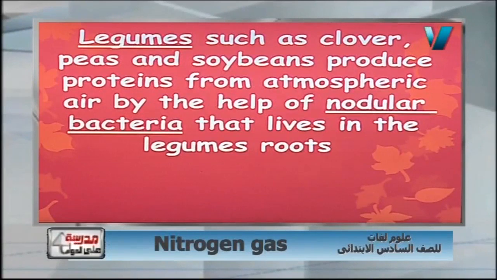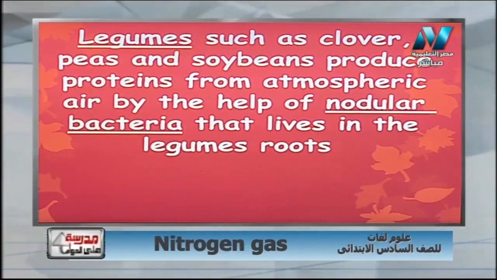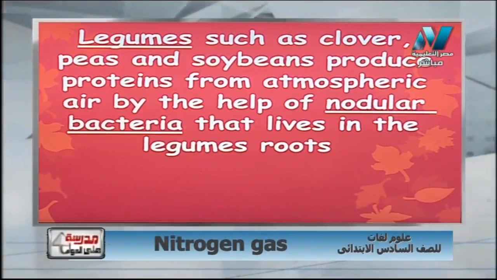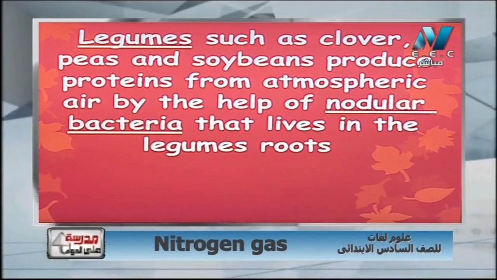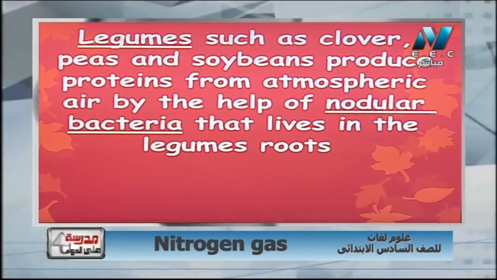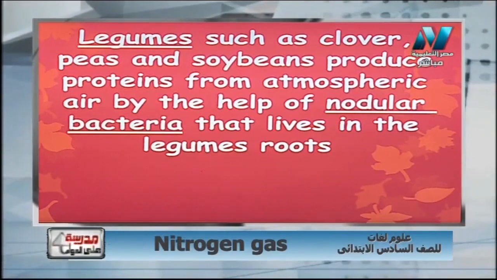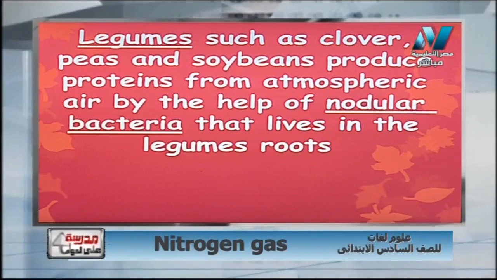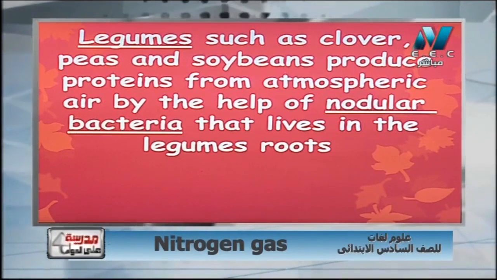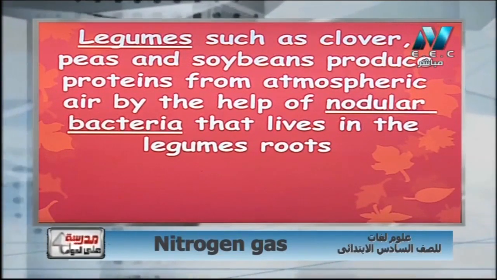على كده اقدر اقول ان الليجوم such as clover, such as peas, soya bean produce protein، بينتجوا بروتين بس مش لوحدهم. By the help of bacteria or nodular bacteria او بكتيريا عقديه that lives inside the legumes root or that lives inside the soil in the legumes root. Again موضوع مهم جدا. Legumes such as clover, peas and soya beans produce proteins from the atmospheric air by the help of nodular bacteria that live in the legumes roots.